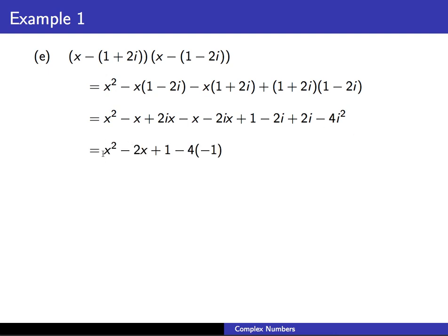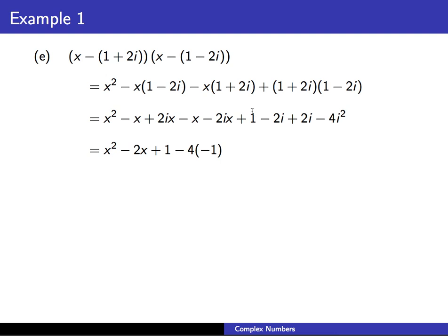Well, the x squared, there's nothing to combine with that. We have negative x here and negative x here. That makes negative 2x, and there's no other x terms. Now this positive 2ix and this negative 2ix are going to end up canceling each other out. Likewise, the negative 2i and the positive 2i end up canceling each other out.